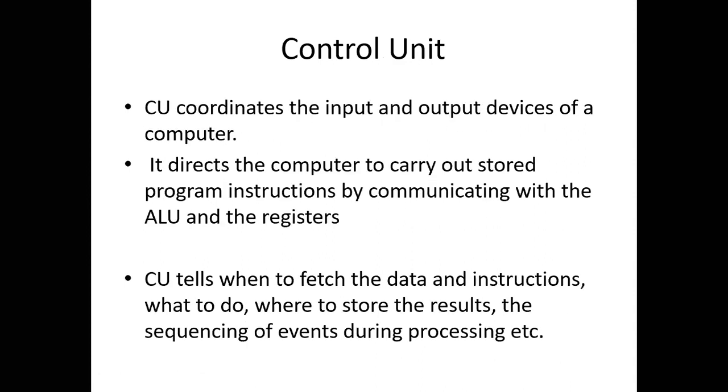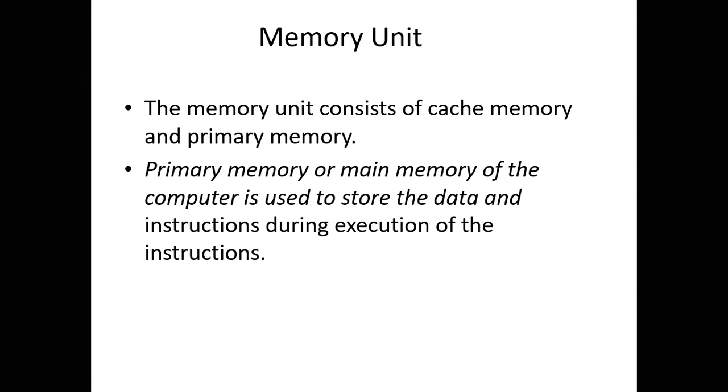Control unit, I already talked about what it does. Now, quickly, the memory unit. We had mentioned that all those components that deal with data storage make up the memory unit. So the main components of the memory unit consist of the cache memory and the primary memory. Primary memory, or the main memory of the computer, is used to store the data and instructions during execution of the instruction.